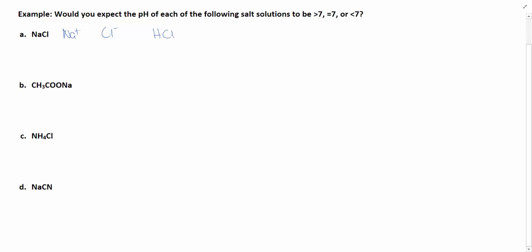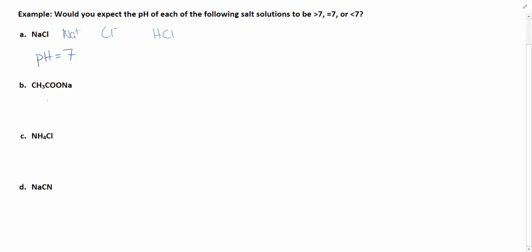So to find the conjugate acid, we just add a proton. So we add the H. So HCl is a strong acid, and so its conjugate base is so weak that it's neutral. So we'd expect this solution to be neutral. So here we'd expect pH equals 7.